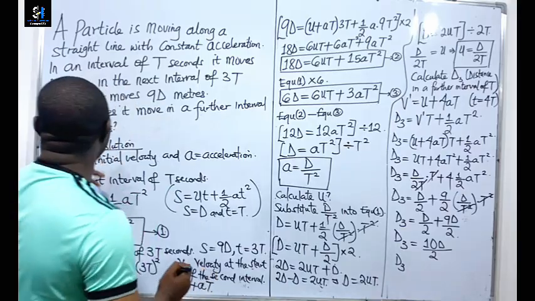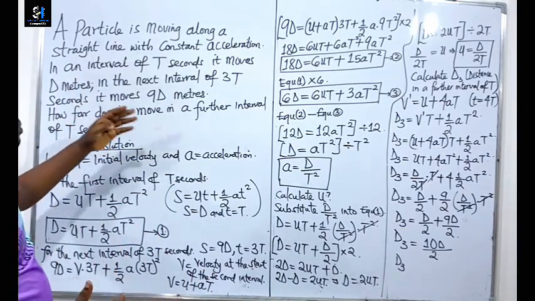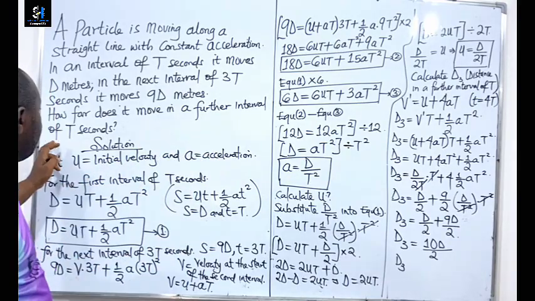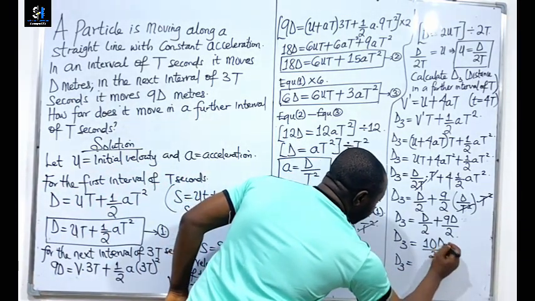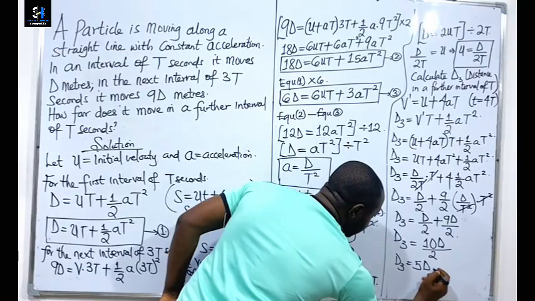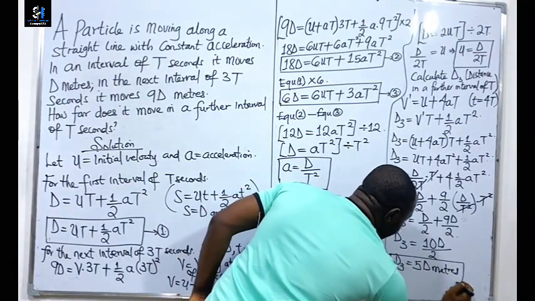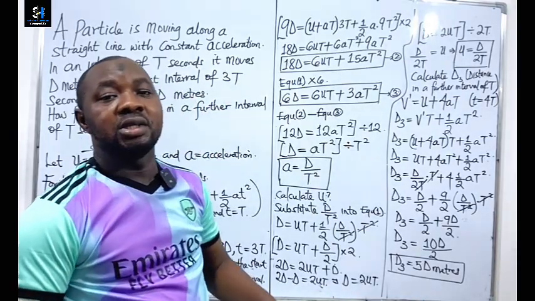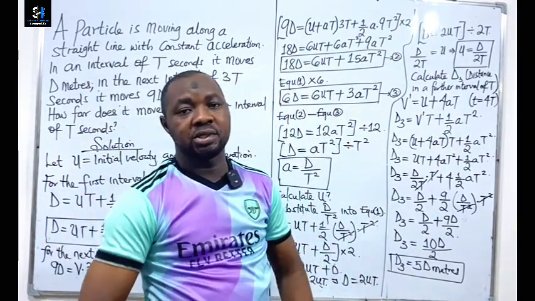That is, the distance the particle moves in a further interval of t seconds will be, because this is 10d over 2, 5d meters. So the distance moved by the particle in a further interval of t seconds will be 5d meters.